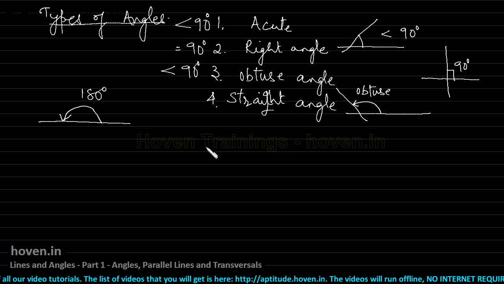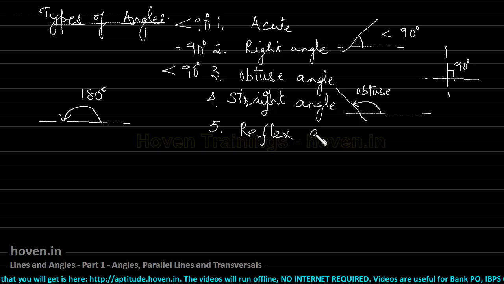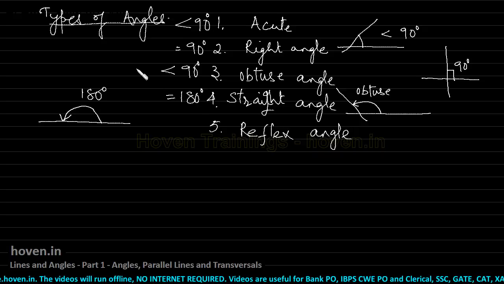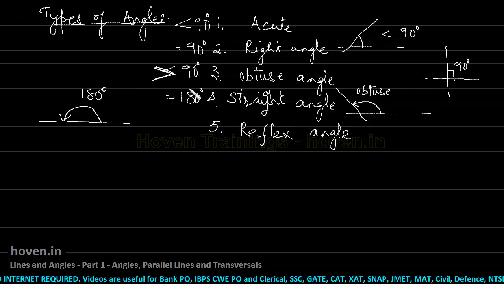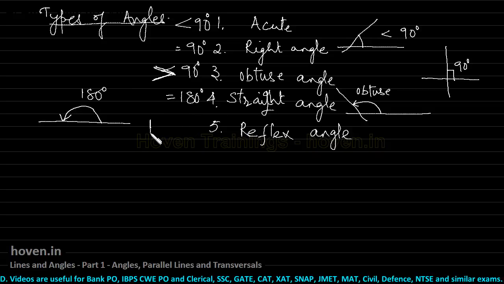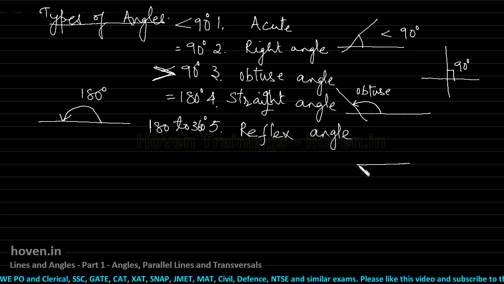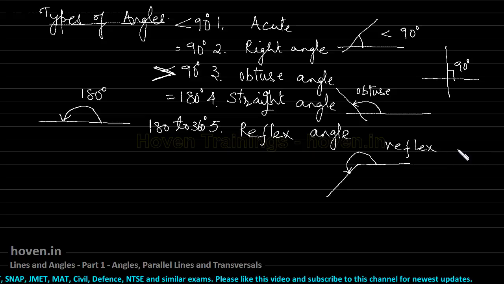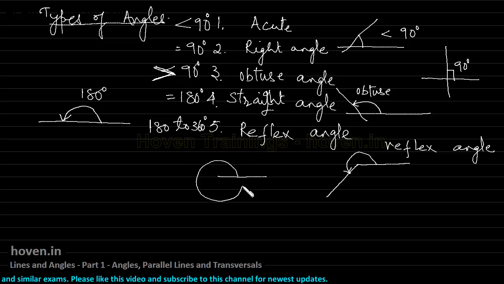Straight angle. Then the fifth angle we have is called a reflex angle. A reflex angle is more than 180 degrees. An obtuse angle is more than 90 and less than 180. 180 is a straight angle, and an angle between 180 and 360 is called a reflex angle, and a reflex angle looks like this. And finally, the angle of 360 degrees, that is the complete circle, is called a complete angle.